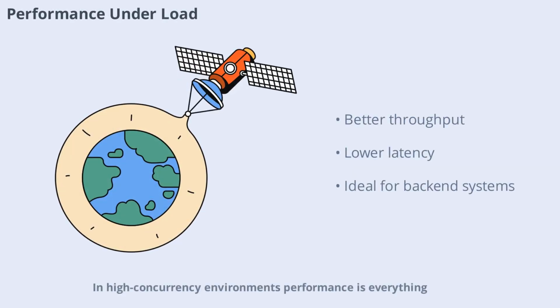In high-concurrency environments, performance is everything. HashMap with synchronization quickly becomes a bottleneck, as every thread must wait its turn. ConcurrentHashMap shines here, allowing many threads to operate in parallel with minimal blocking. This leads to better throughput and lower latency, which are essential for modern backend systems.